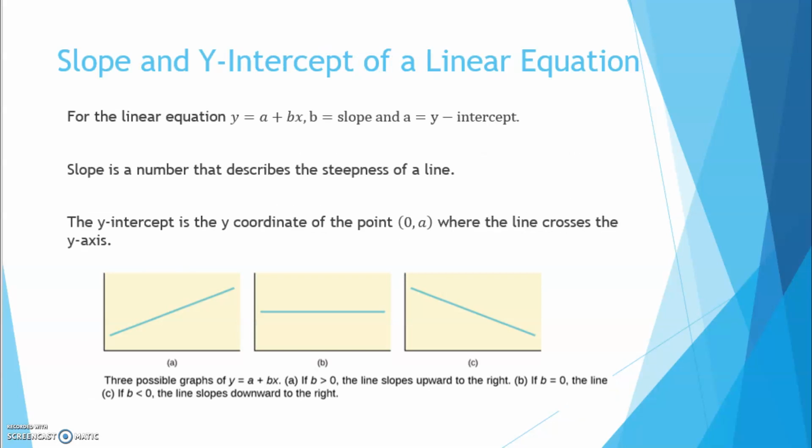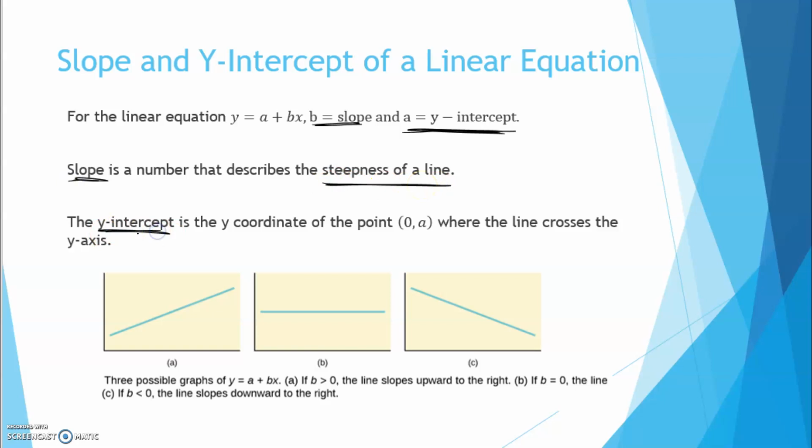Okay, so we said earlier that b is now the slope. Whatever number is in front of the x, that's the slope. A is the y-intercept. Whatever number is all by itself without a variable, that's the y-intercept. Okay, a slope is a number that shows the steepness of a line.